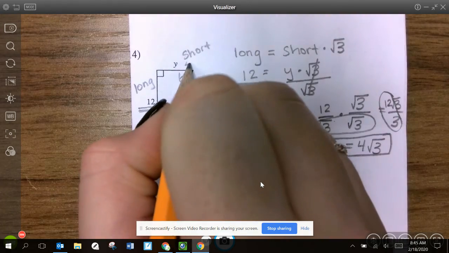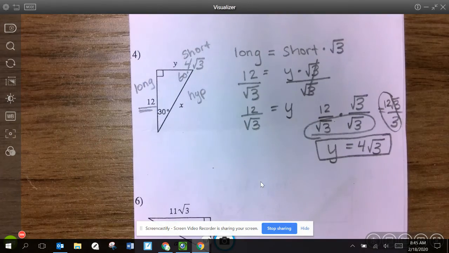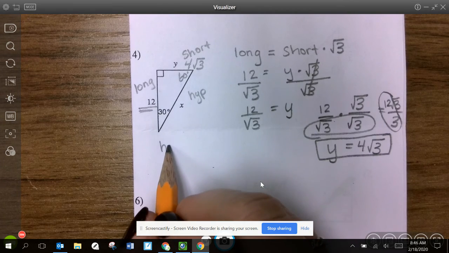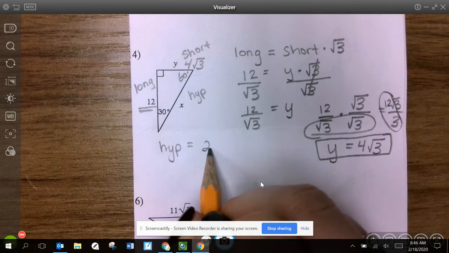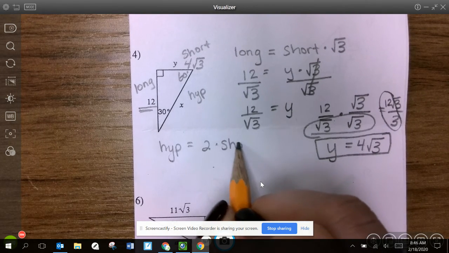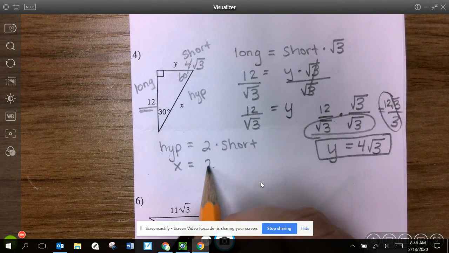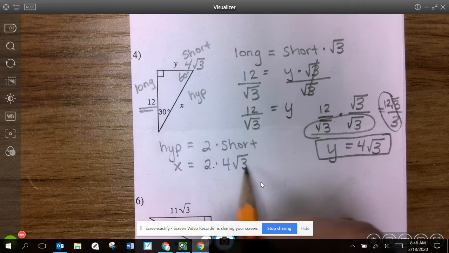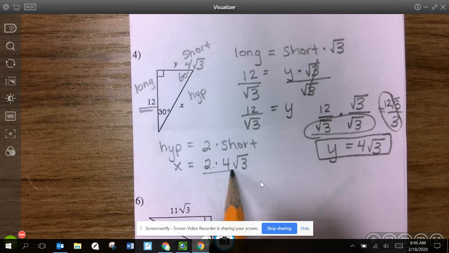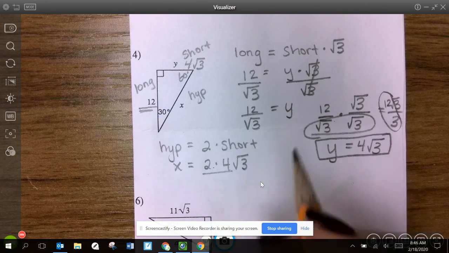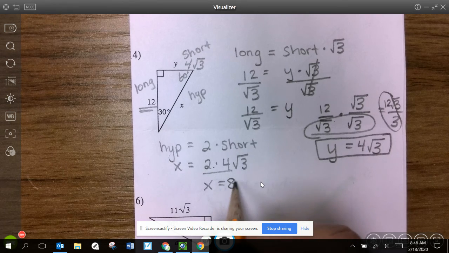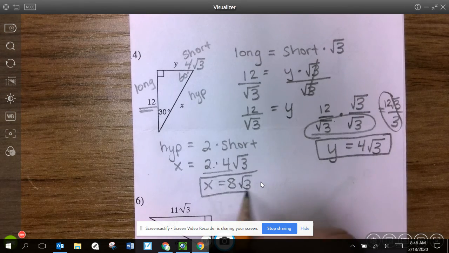Once I know my short side is 4 square root of 3, I can use my other relationship. Hypotenuse equals 2 times the short side. My hypotenuse is x. My short side is 4 square root of 3. And then I would just multiply these front two numbers by 2. So my final answer for the hypotenuse is 8 square root of 3.